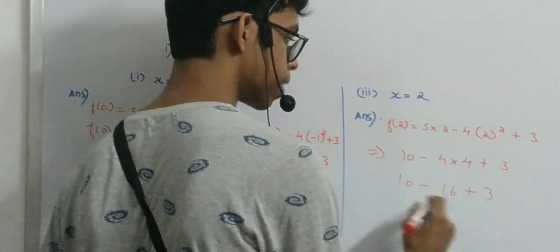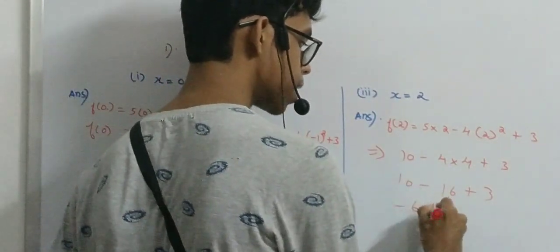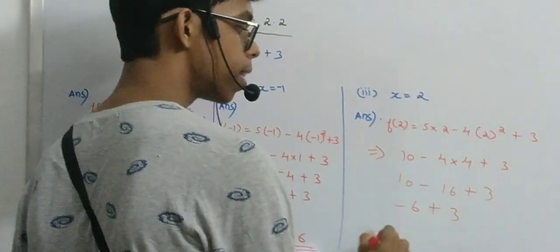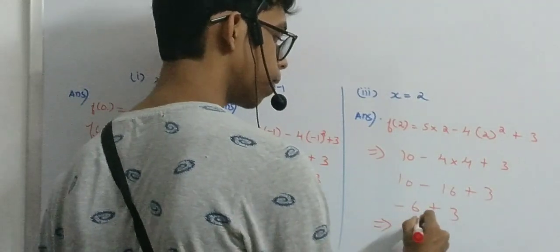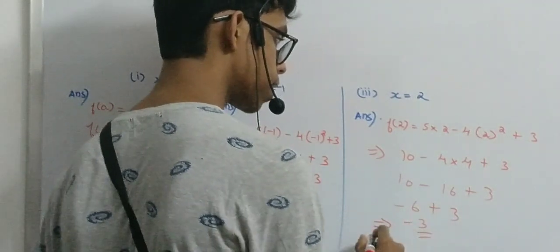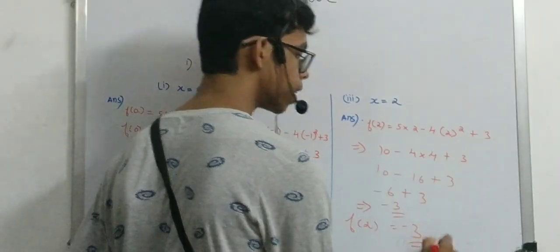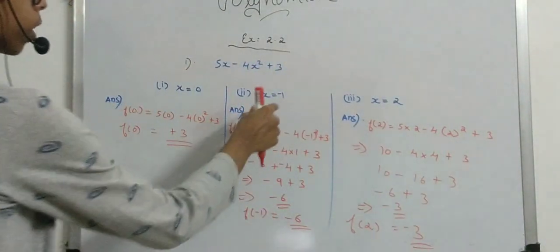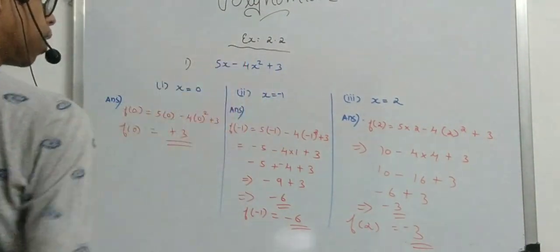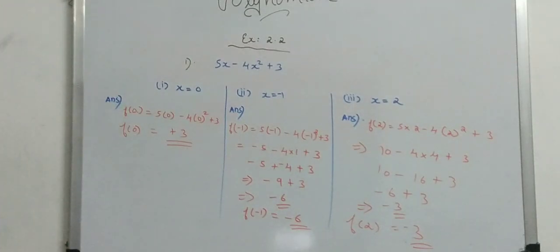So 10 minus 16 we know it is minus 6 plus 3. And minus 6 plus 3 is equal to what? We will get the answer as minus 3. So we got f of 2 is equal to minus 3. Okay, substitute the value of x in the given polynomial and just solve it. I hope it is clear.